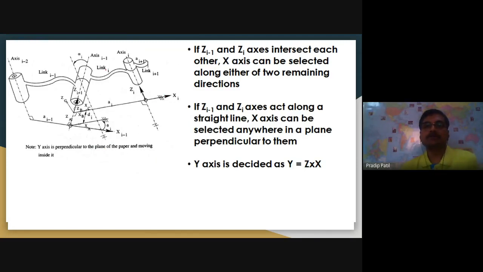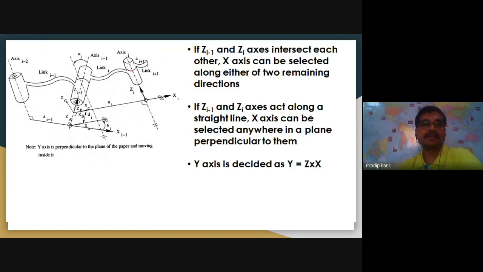Now, how to find out the direction of the y-axis and how to mark the z-axis. Suppose this is the z-axis of this joint. Generally, we denote the axis about which the joint rotates as the z-axis. For example, this is the z-axis here, and this is z i minus 1, the axis of rotation. So if z i minus 1 and this axis intersect each other, then the x-axis, right?